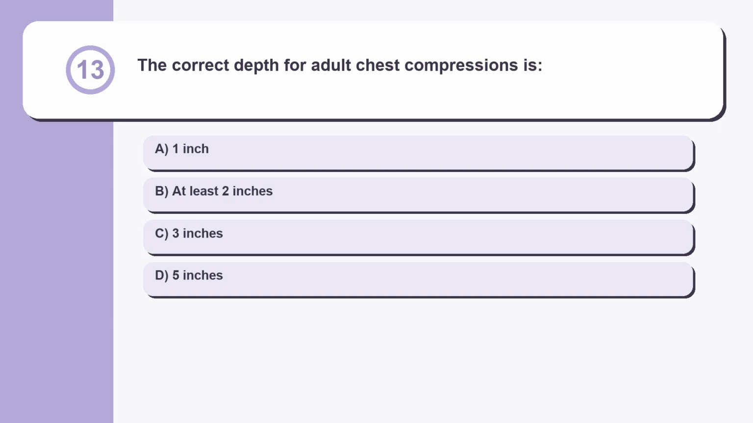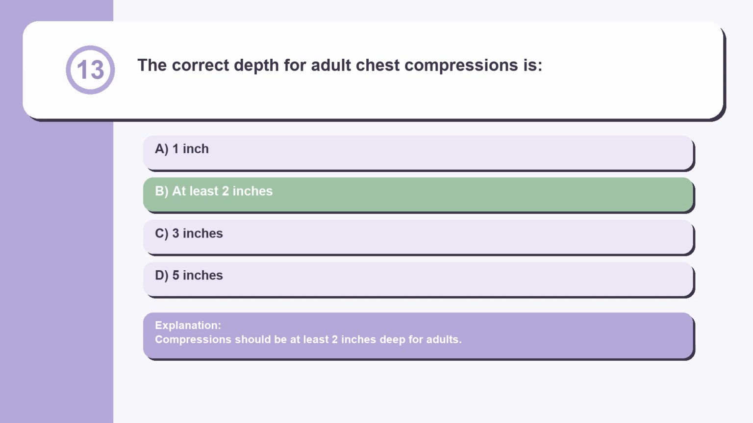Question 13. The correct depth for adult chest compressions is: 1 inch, at least 2 inches, 3 inches, 5 inches. Compression should be at least 2 inches deep for adults.